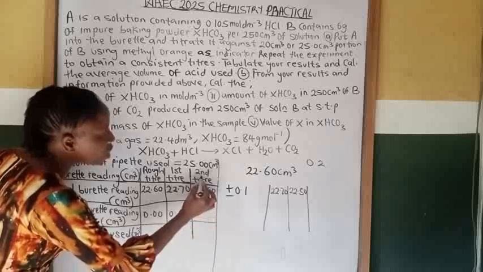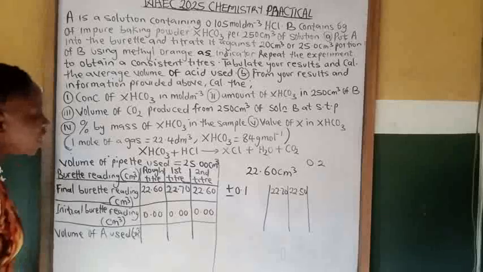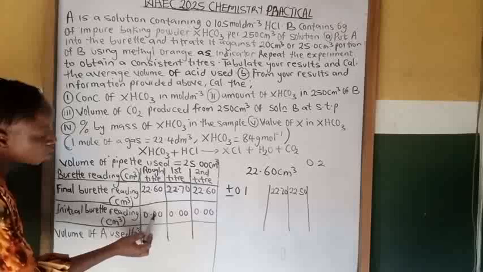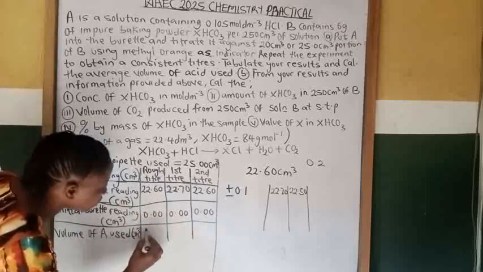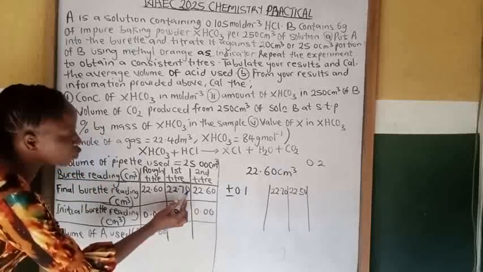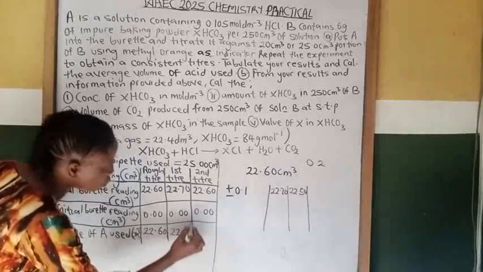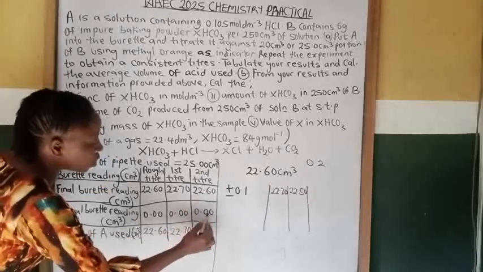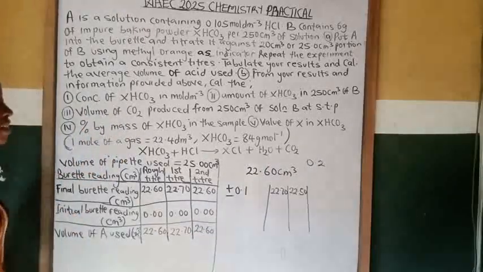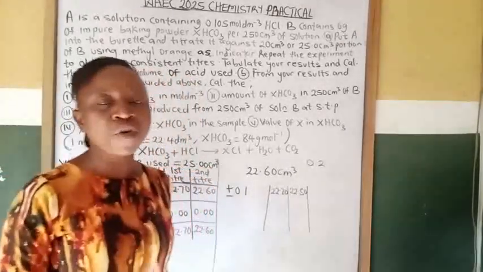So my initial reading for the second titer value will still remain as 0.00. Then you subtract the initial reading from the final reading. So 22.60 minus 0.00 will give me 22.60. Then 22.70 minus 0.00 will give me 22.70. 22.60 minus 0.00 will give me 22.60. The next stage after your table is to calculate the average volume of acid used.